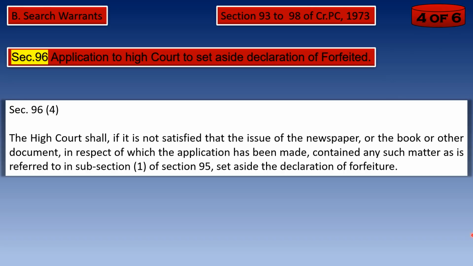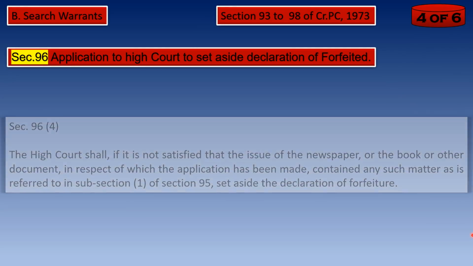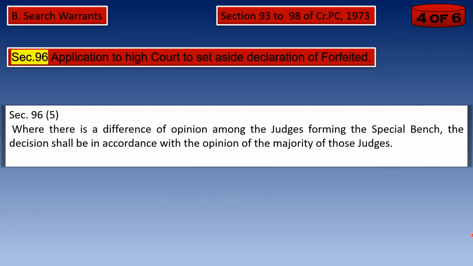However, subsection 5 of section 96 says where there is a difference of opinion among the judges forming the special bench, the decision shall be in accordance with the opinion of the majority of judges. As simple as in the Bare Act, I do not need to explain subsection 5 of 96. The majority decision of the judges will be the decision of the court.